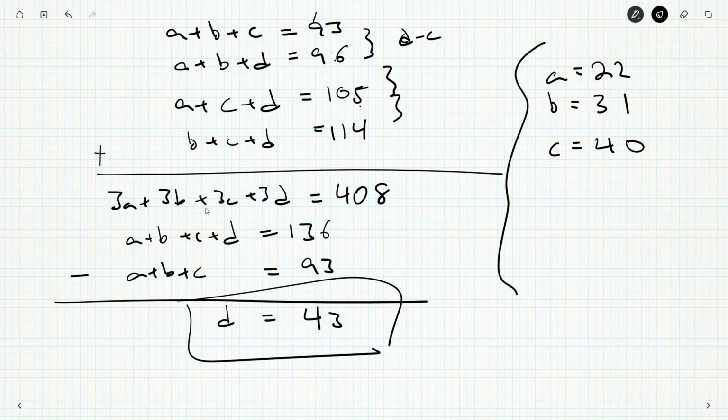Now we don't. We just need d is 43, but if we work out a, b, and c, we can do the all-important check at the end of the contest if we've got time. Check. Does a plus b plus c actually add up to 93? Yes, it does. Does b plus c plus d actually add up to 114? Yes, it does. 1 plus 3 is 4, and then 3, 4, and 4 gives me the 11. Okay? So these are nice little extra checks that we can do.